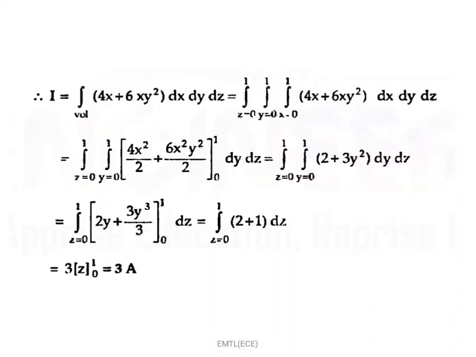Now limits 0 to 1 here. So here 3 and 3 are cancelled, and substitute the y value 1 here, that is 2 plus, 3 cancel, so that is only y cube, that is 1 cube. So 2 plus 1, 3.